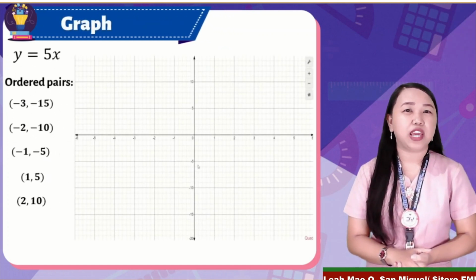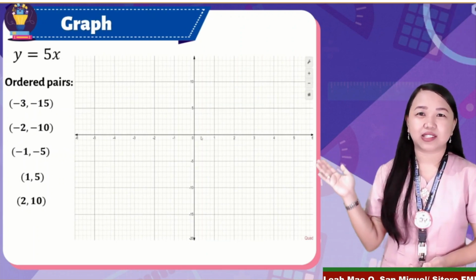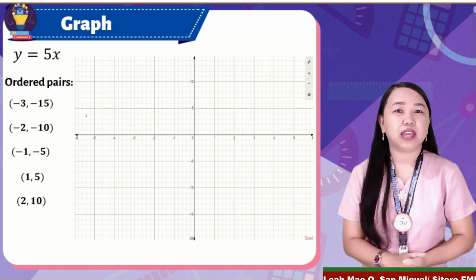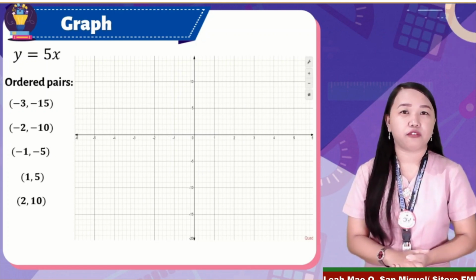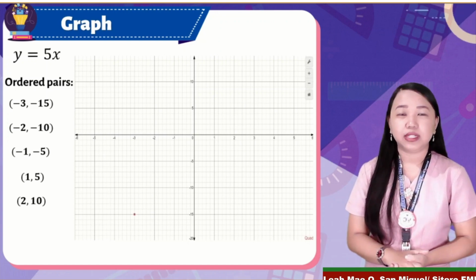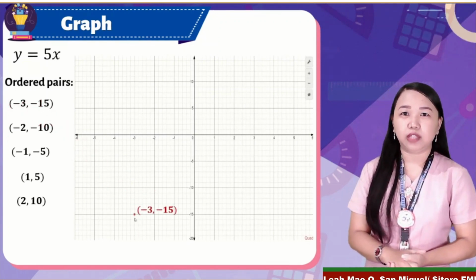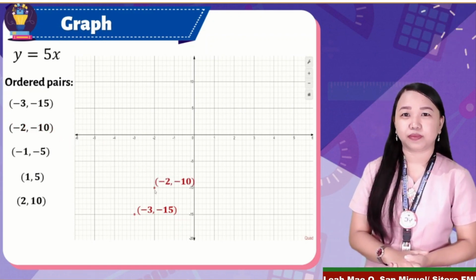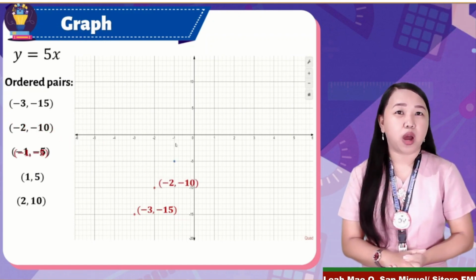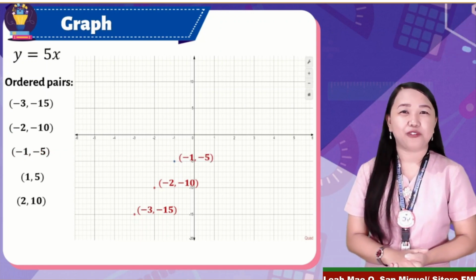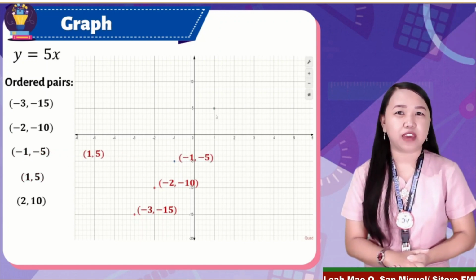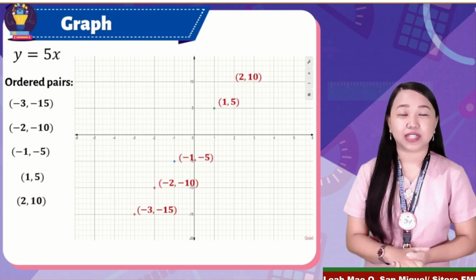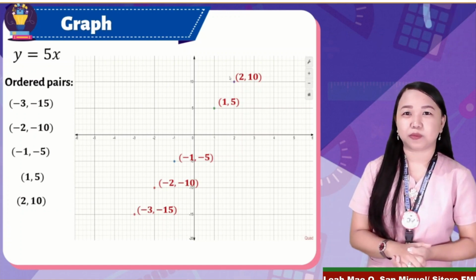Plot these points on a Cartesian plane. Here is the Cartesian plane. The interval in x-axis is 1 and the interval in y-axis is 5. We have (-3, -15), then (-2, -10), next, (-1, -5), followed by (1, 5), lastly, (2, 10). Next, connect the points.